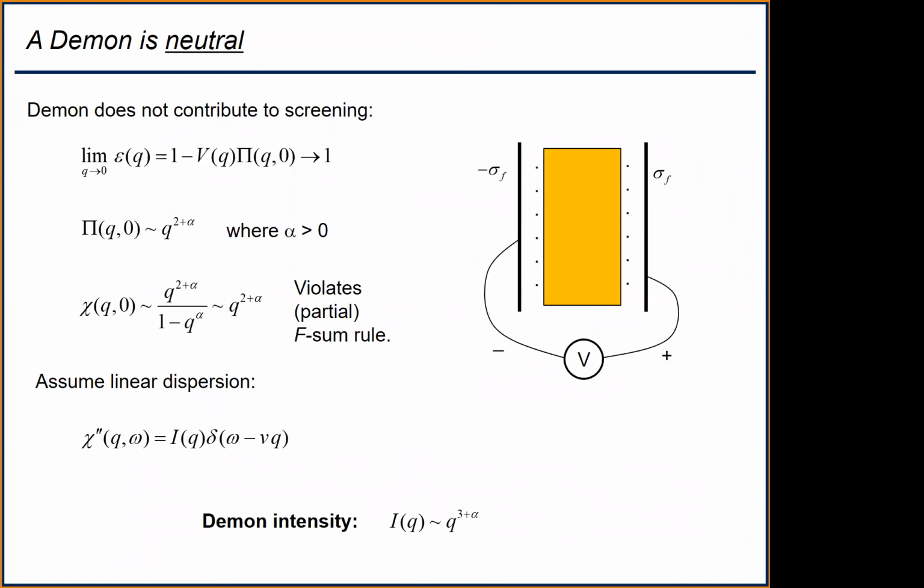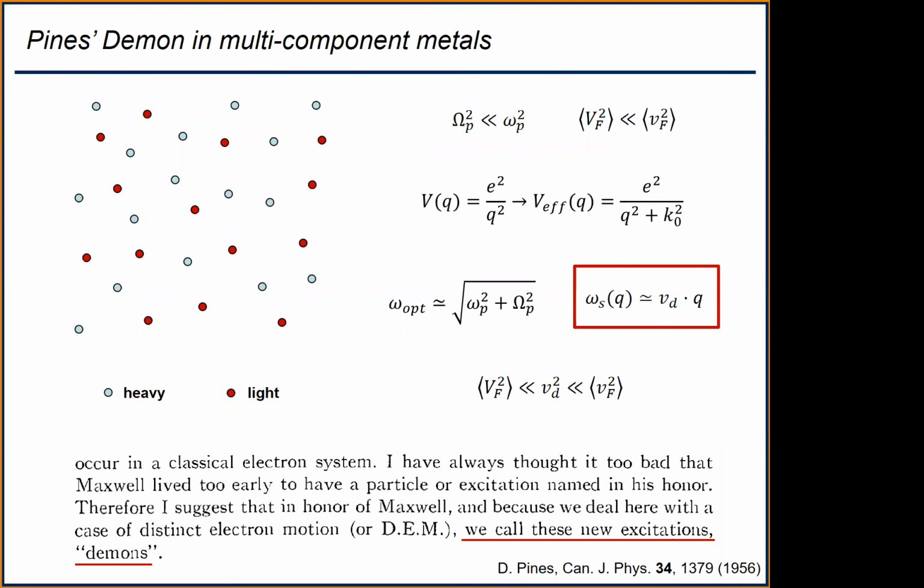Can I ask, is there any assumption made about how the heavy and the light electrons would interact or not interact in this? Yeah, he assumes they just interact by Coulomb. There's really not much more to it than that.